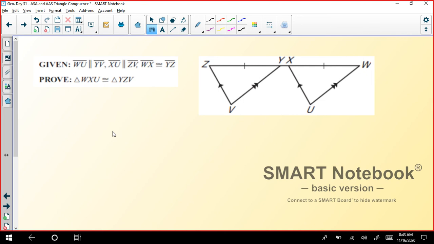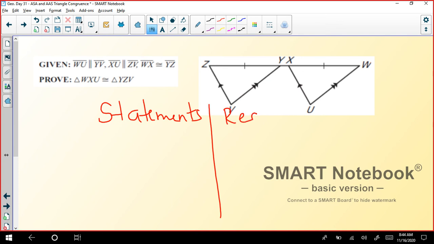Let's do this particular proof. As usual, I'll be writing the statements and I'll give you a chance to write the reasons for each of the statements. Whenever you have reasons, you just list them in your chat. I'm just going to write the statements and reasons for this proof, statements on the left and reasons on the right.